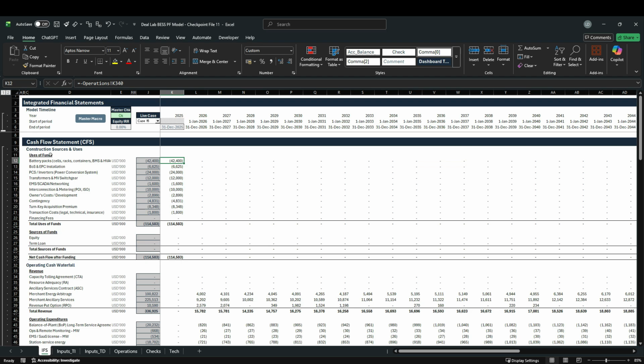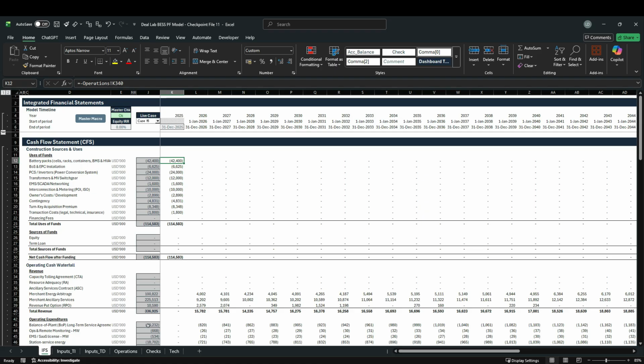And let's see how our integrated financial statement looks. And we see that we now have total uses of funds. However, what's still missing are our sources of funds, which is going to be our equity and term loan that are actually going to be used to finance all of these uses of funds. And that is the reason why we have net cash flow after funding of $114.5 million. This value should always be 0. So in the upcoming lessons, we will first have to model equity and term loan to ensure that our net cash flow after funding is actually 0 in each period.